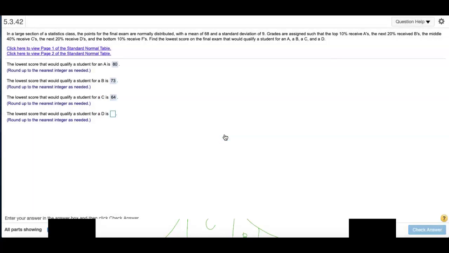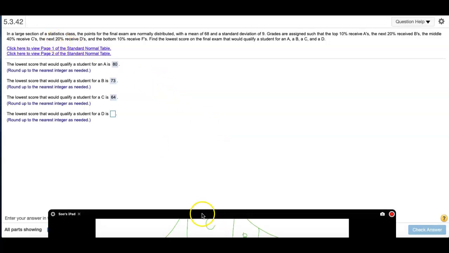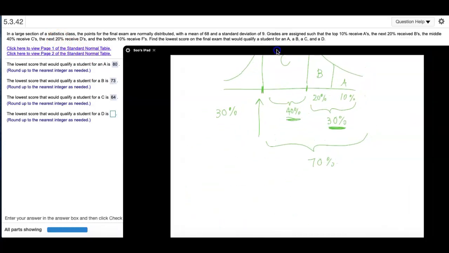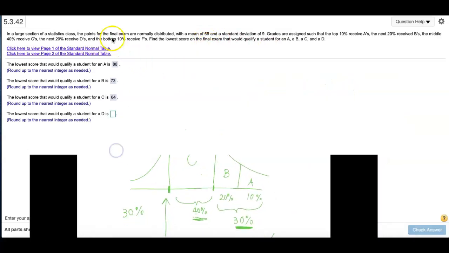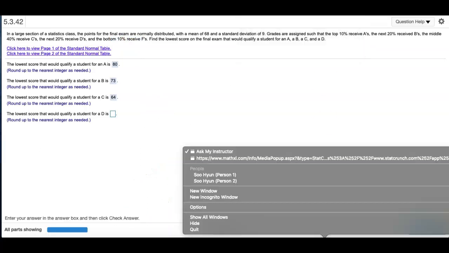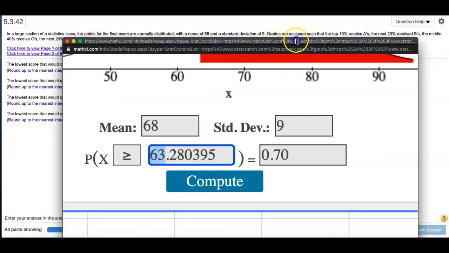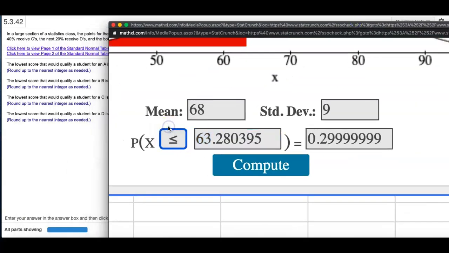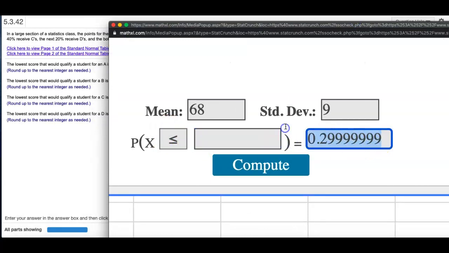All right. I hope this is the last one. So to get a D, the next 20% receive D. The way they are giving me these numbers was confusing. But now listen, what's below D? F, right? The bottom 10% receive F. So that means if you did better than 10%, you're going to get a D. Okay? So I'm going to go ahead and change this to: if you did higher than the bottom 10%, you're going to get a D.